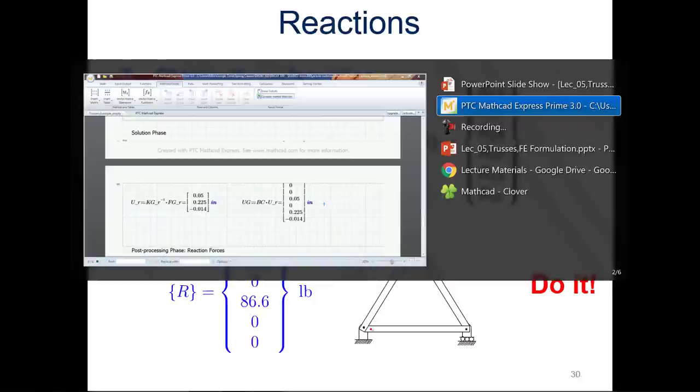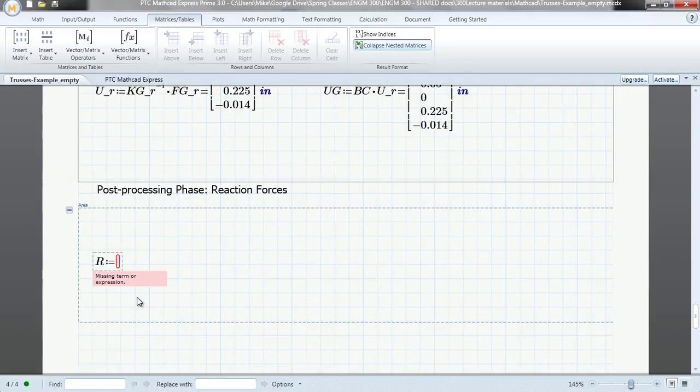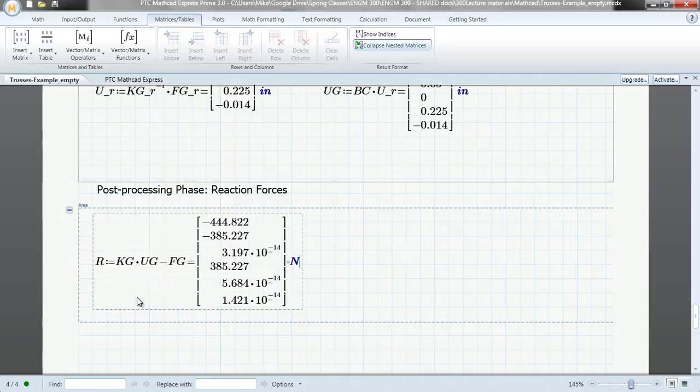All right, so let's do this. Coming down here, we're going to post-process with our reaction forces. So we have R, and that's going to be equal to our global stiffness matrix times our global displacements minus the global forces. And that equals our matrix, and updating the units. And right there. All right, so that looks good. And you're going to see this a lot as we go through this. It doesn't come out to just 0, but 10 to the minus 15 is essentially 0. So just a heads up for that as you look at the results in some cases here.